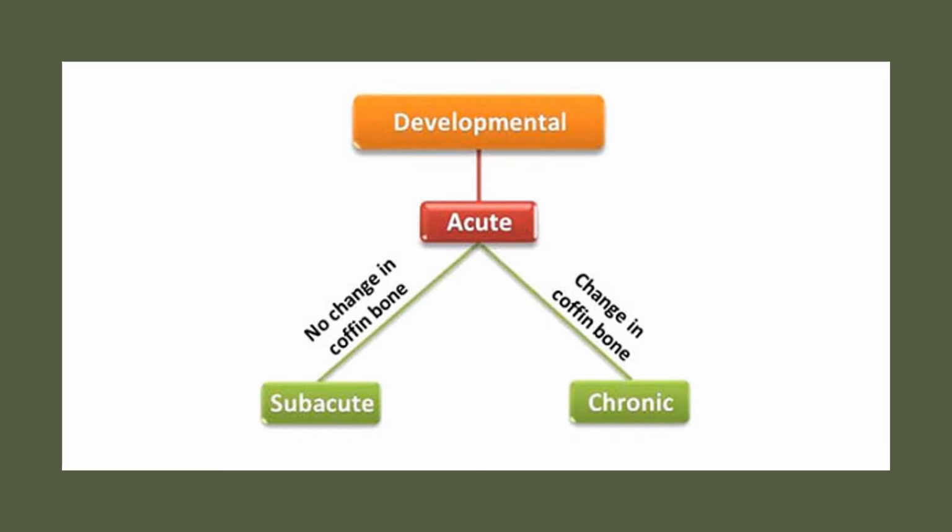There are 4 stages to the progression of laminitis. This diagram explains the phases of progression. It begins in the developmental phase and progresses to the subacute and chronic phases. It shows when there is a change in the coffin bone and how it will affect the horse.